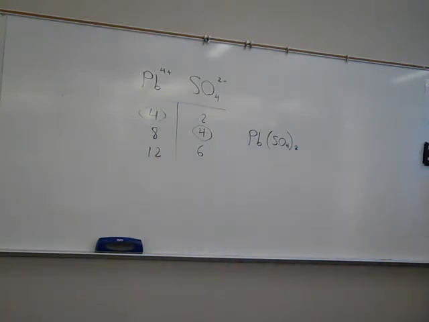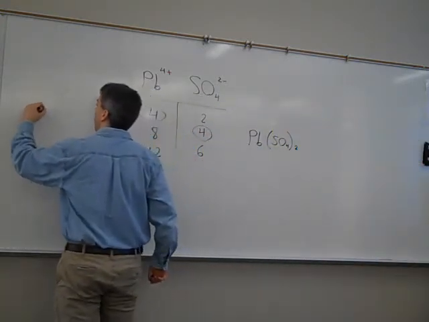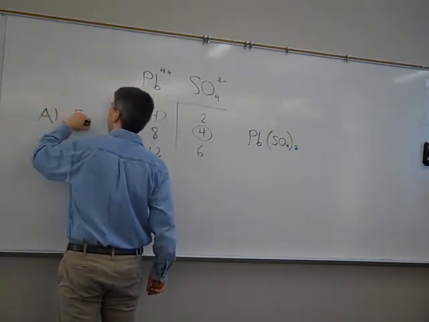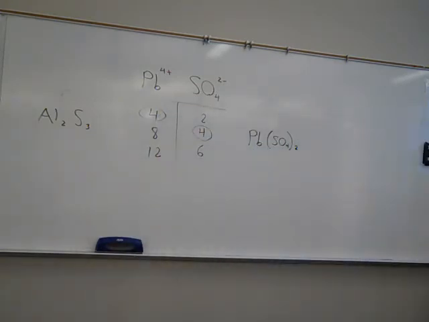Alright, let's do some naming. So for naming, it's a little bit trickier in some senses. In some sense, it can be easier. You name the cation first. So for a metal cation, it's named the same as the element. For example, if you see that the ion is Al3+, or if you have a formula like Al2S3, well, I can just say aluminum. Name the metal exactly the way it is.